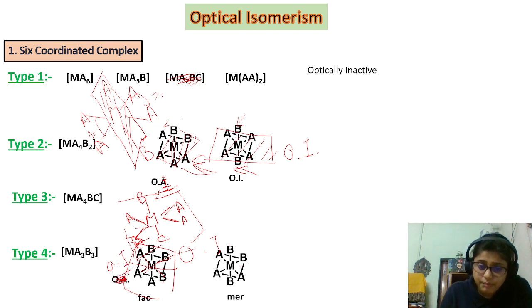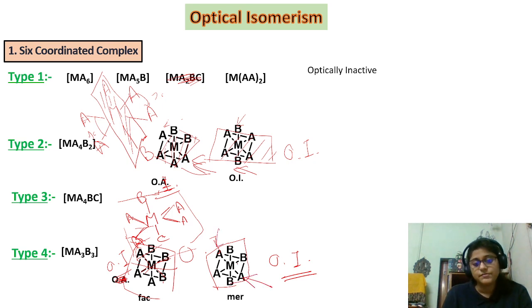In the case of Mar, what will happen? Meridional also, yes. It will also be optically inactive. How? Let's take a mirror from this. It will reflect this one and this one as well. So it will actually be optically inactive. Both are optically inactive.